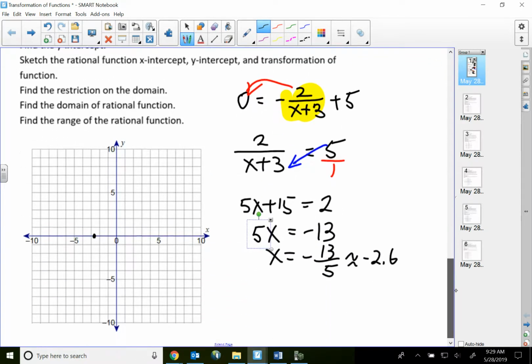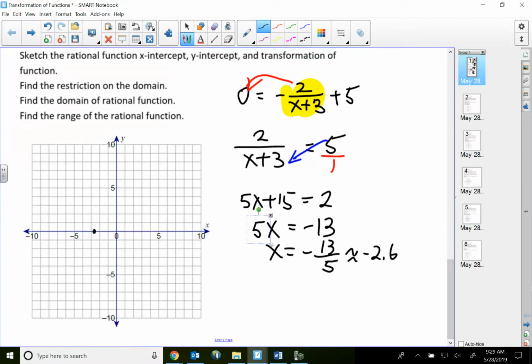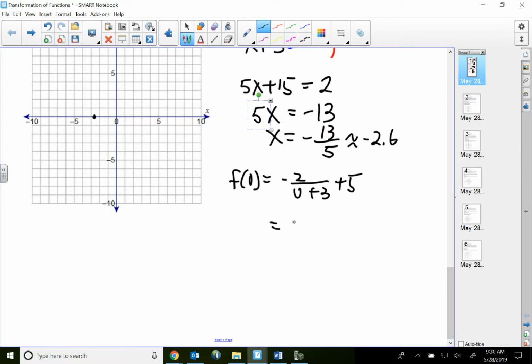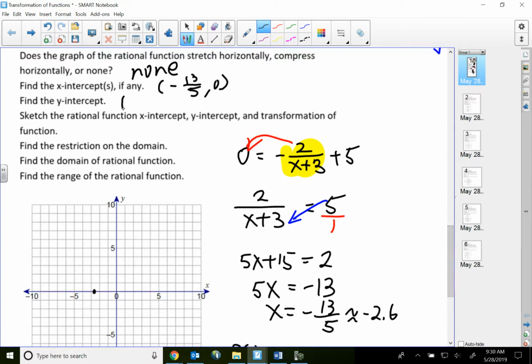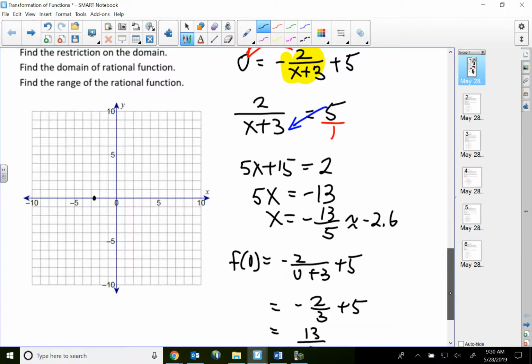Y-intercept. Find y when x is equal to 0. So substitute 0 for x. That will be negative 2 over 0 plus 3, plus 5. So 0 plus 3 is still going to be 3. So that's negative 2 over 3 plus 5. This is going to be a positive answer, I think. 3 times 5 is 15. Negative 2 plus 15 is 13 over 3. So my y-intercept is 0, comma 13 over 3.